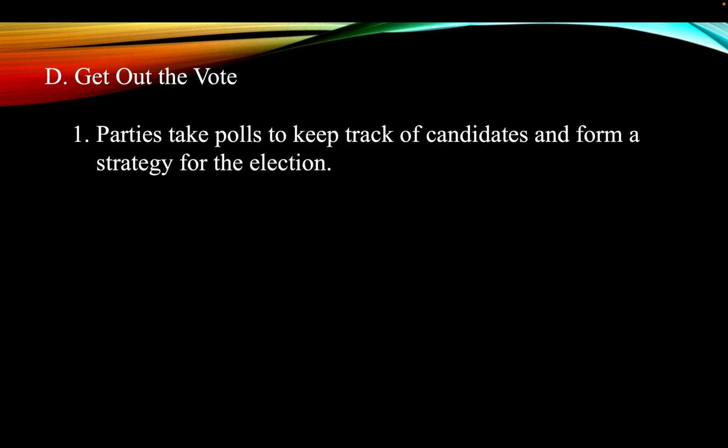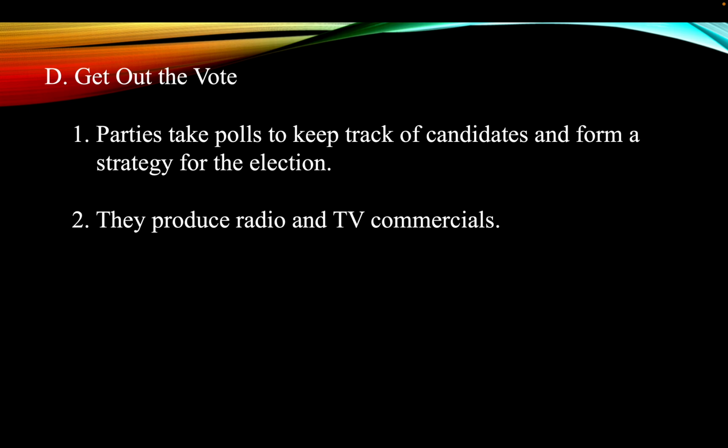Parties will take polls trying to keep track of candidates, how they're doing in certain areas, how they're doing in this area versus this area. Has it changed much? What changed? And as they do that, they form their strategy for the election. Where does the candidate for president need to go? Where does the candidate for senate need to go, to help boost his chances?